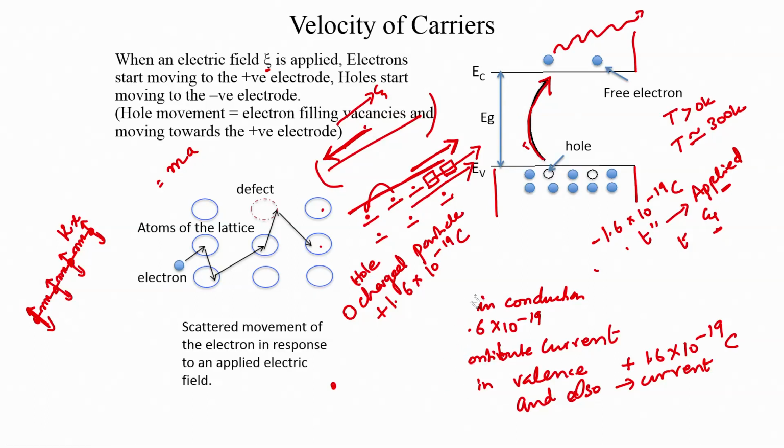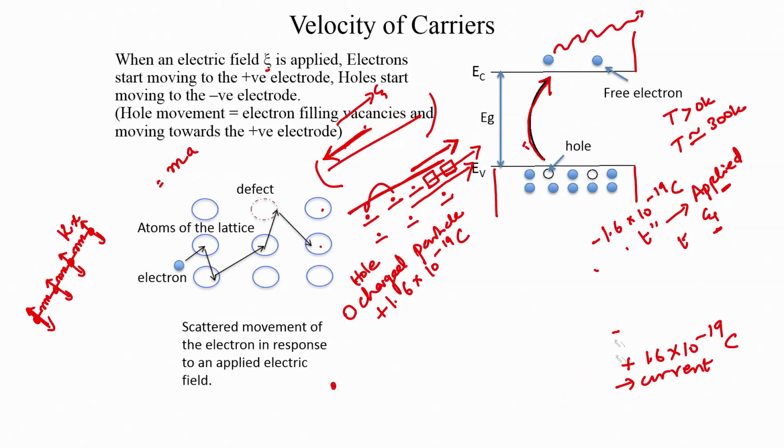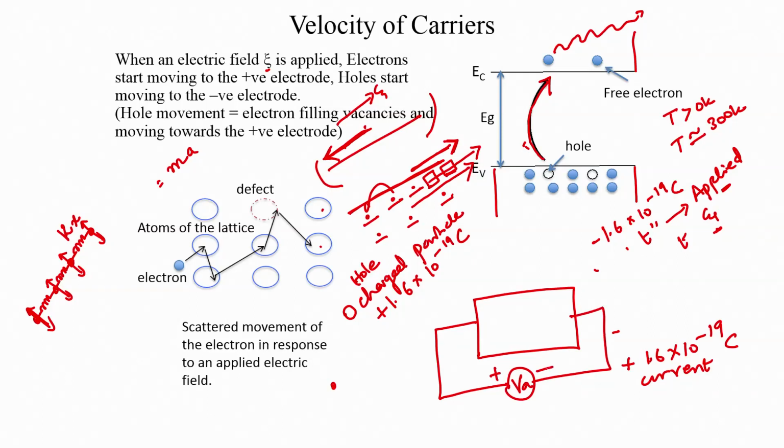Therefore, in a semiconductor crystal, say this is the semiconductor crystal, let us say we have applied a voltage VA, so that is the positive side and this is the negative side. It would appear as though there are two kinds of particles in the semiconductor. You have the free electrons, the electrons in the conduction band, and then you also have the holes, which are the holes in the valence band.